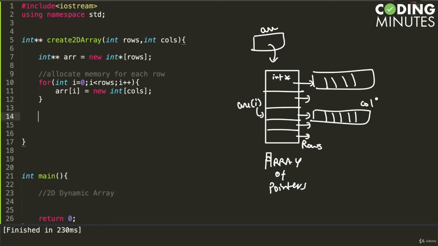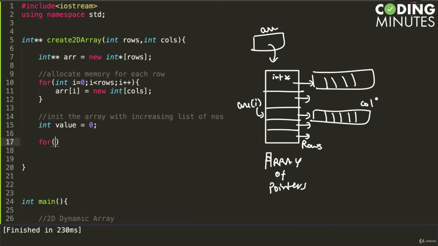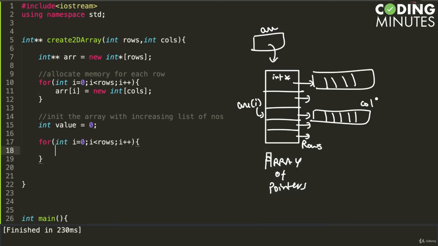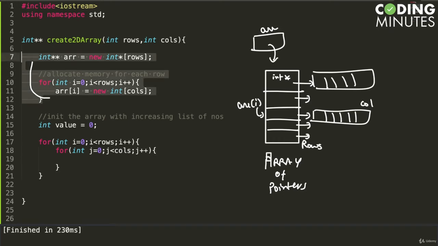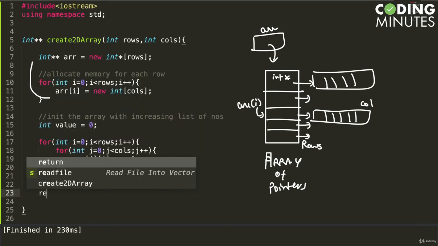Okay, and maybe we also want to initialize this array with some value. Okay, with, let's say, an increasing list of numbers. So maybe I can say value equals 0, and then I can iterate over this array: for int i equals 0, i less than the number of rows, i plus plus, and for int j equal to 0, j less than the number of columns, j plus plus. So the creation part is done till now. The creation part is this much only, and now we are just putting some values here. So we are saying array of i and j is going to be equal to value, and I do value plus plus, and from here I can return this array.